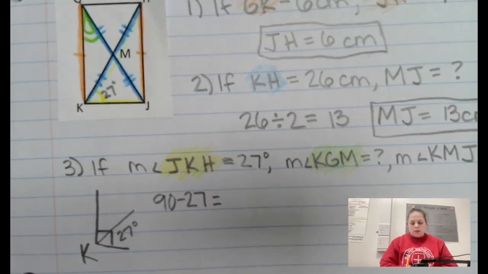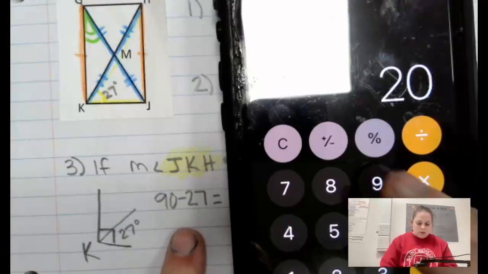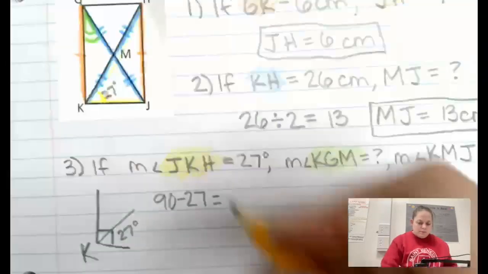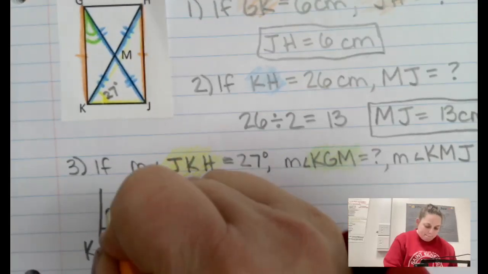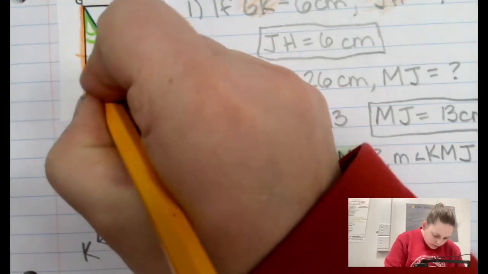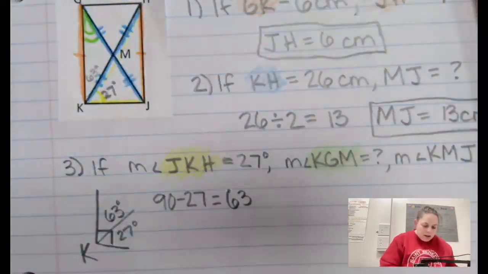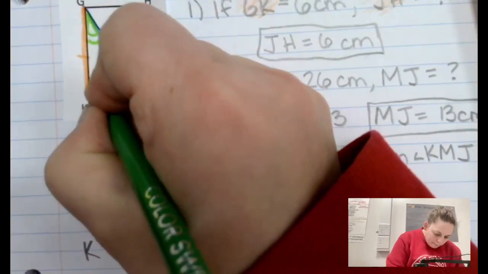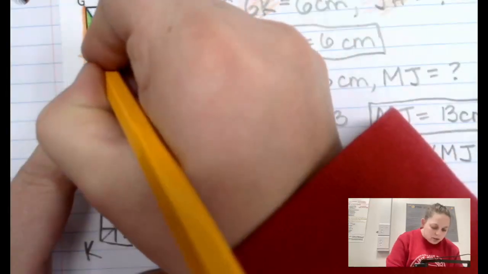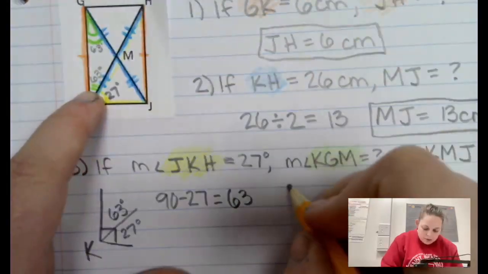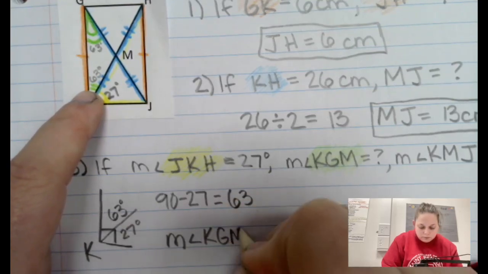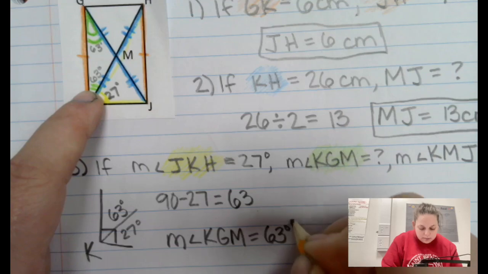90 minus 20 is 70. 70 minus 7 is 63. Yep, 63. So I know this inside angle now is 63 degrees. And that angle now matches that angle. So if that's 63, then this is also 63. So the measure of angle KGM is 63 degrees.